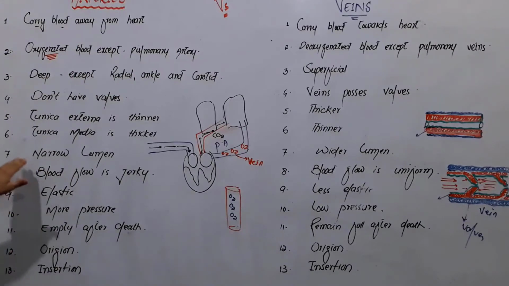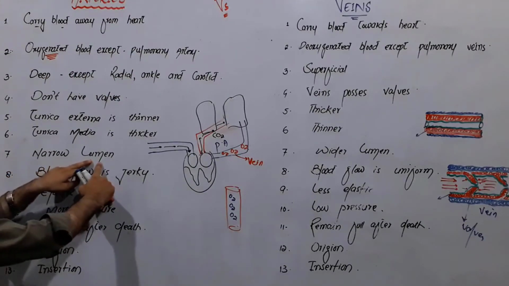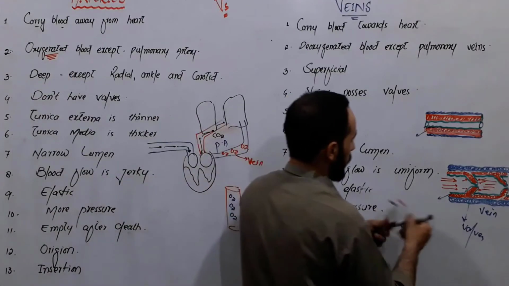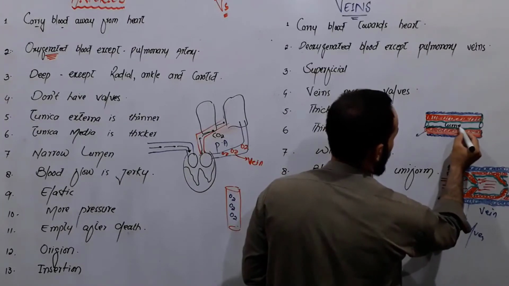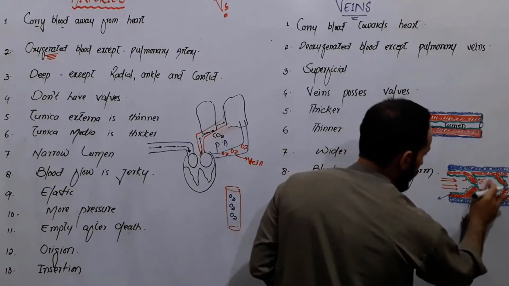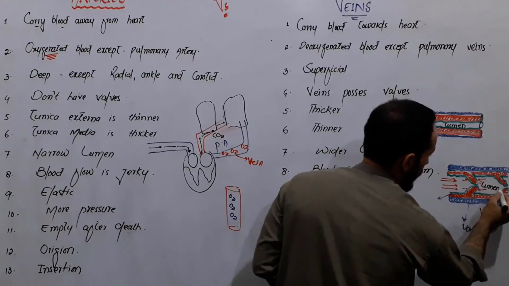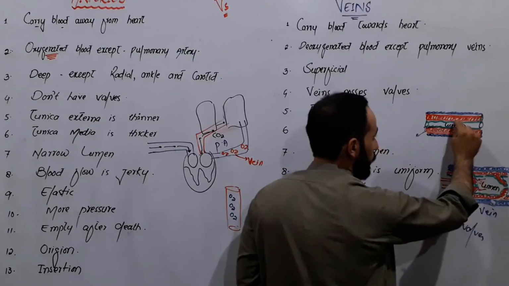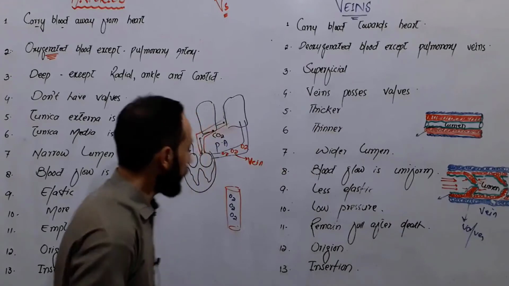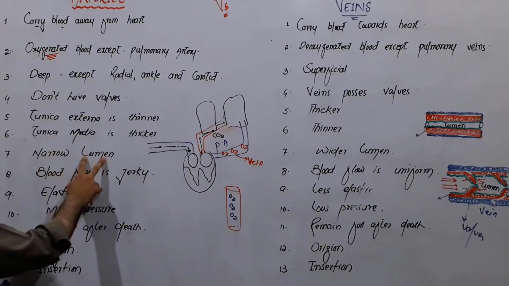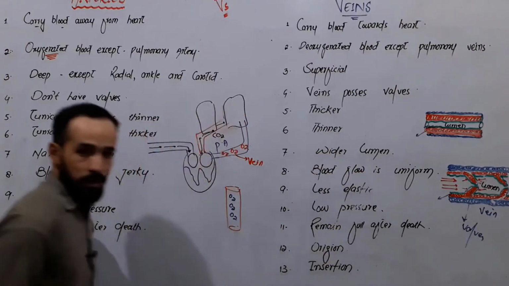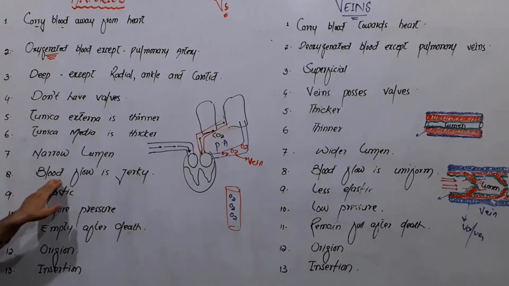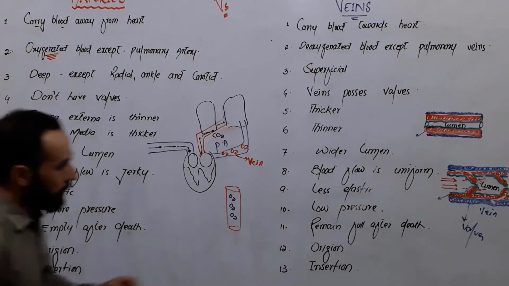The next difference is that in arteries the lumen of the blood vessel is narrow. Look here, this is the lumen. Here I am writing lumen, and look at this lumen. This is the lumen of the vein. Now you can see the difference. The lumen of the vein is larger than the lumen of the artery, right? So arteries have a narrow lumen, veins have a wider lumen. This is another difference.